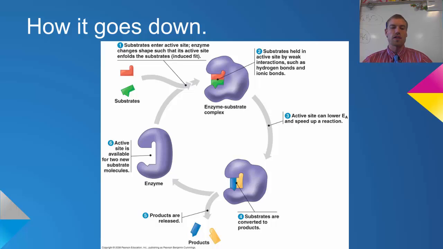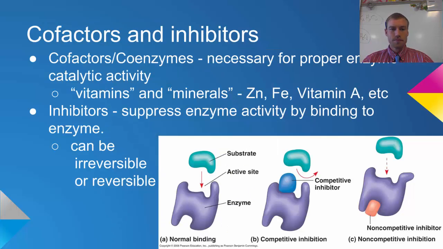The substrates are then converted into their products. They are then released, and then the enzyme is able to go back to its inactive shape where it can bind with new substrates. Now, enzymes don't just function on their own. There are cofactors and coenzymes that can be necessary for proper function. A lot of vitamins and minerals, things like zinc, iron, vitamin A, those types of things, they're actually coenzymes and cofactors, and they help to bind to enzymes to help them to function properly.